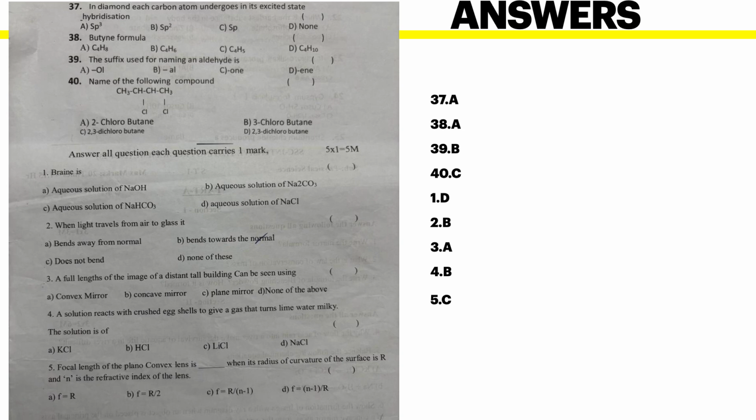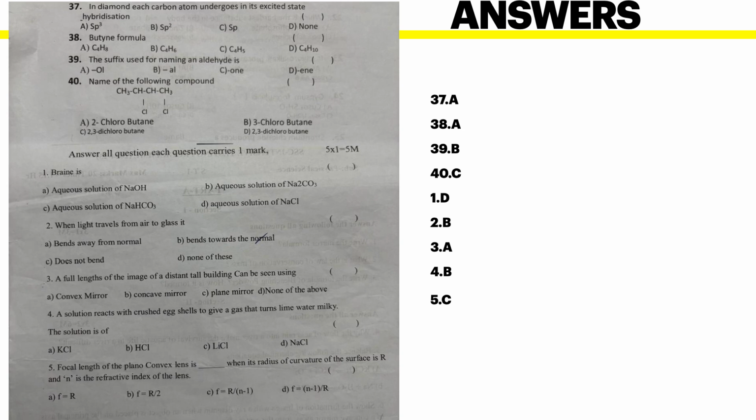Next one, see the next bit. A full-length image of a distant tall building can be seen using dash. Here the options are convex mirror, concave mirror, plane mirror, none of the above. For that one, convex mirror is the right answer. For the third bit, A is the right answer.